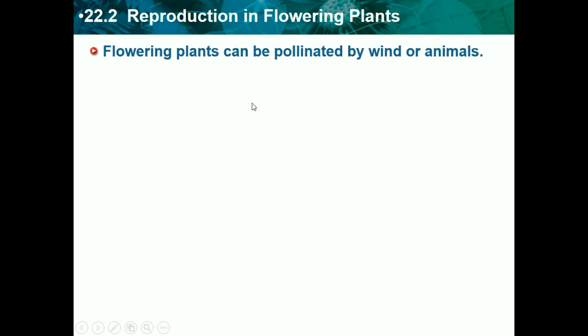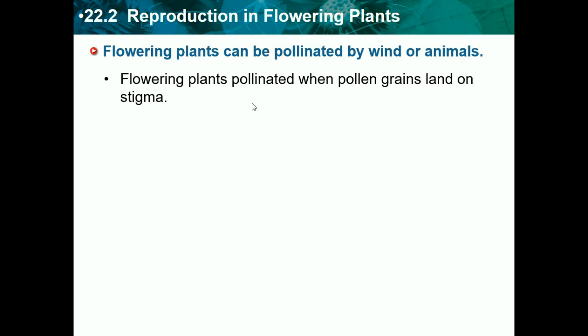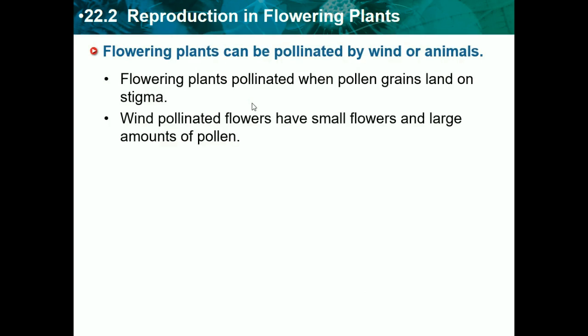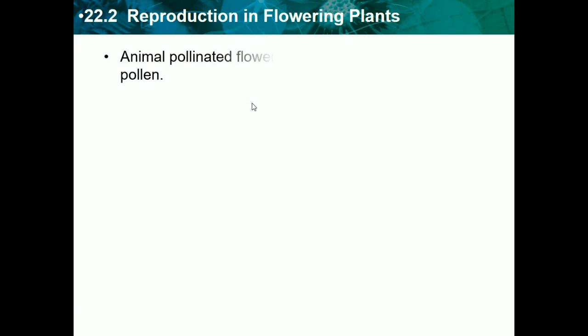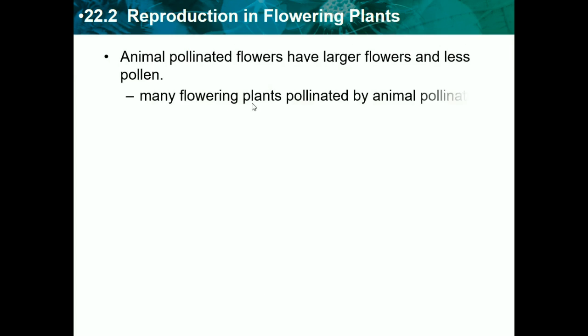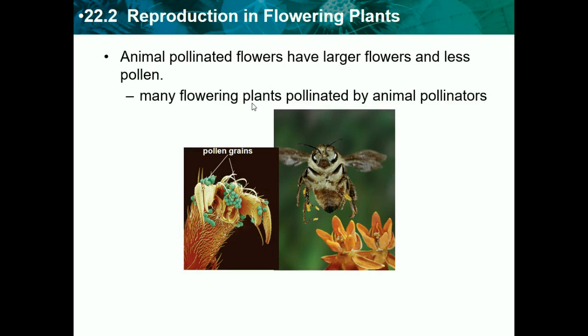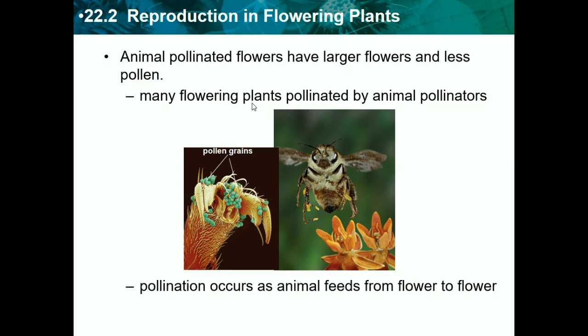Flowering plants can be pollinated by wind or animals. Flowering plants pollinate when pollen grains land on the stigma. Wind-pollinated flowers have small flowers and large amounts of pollen. Animal pollinated flowers have large flowers and less pollen. Many flowering plants pollinate by animal pollinators. You don't need to know the difference between wind plants and animal pollinating plants, but just know that animals and wind can both pollinate plants.